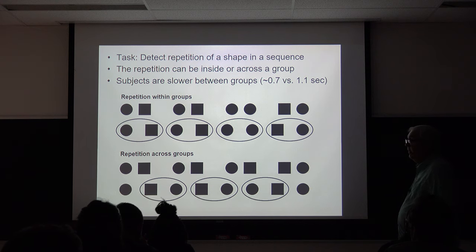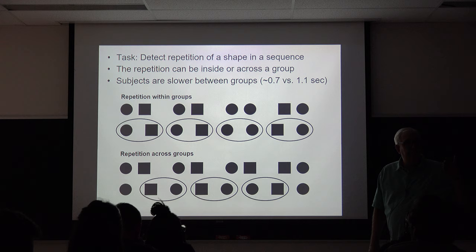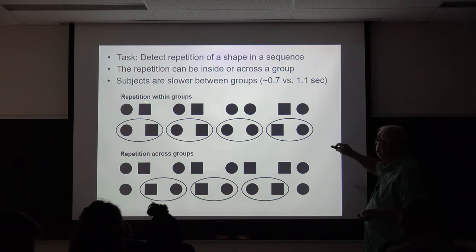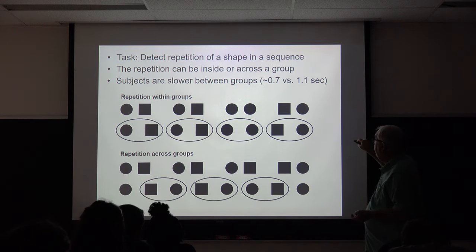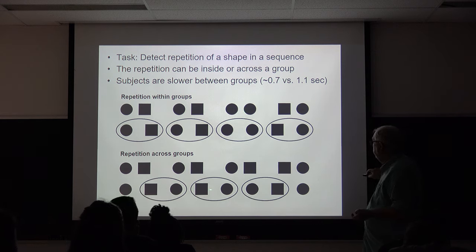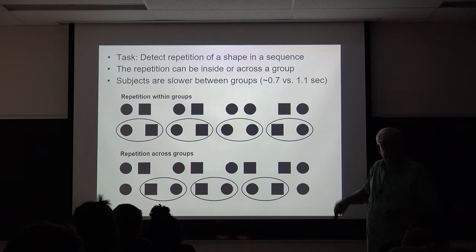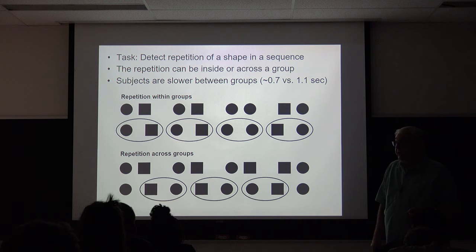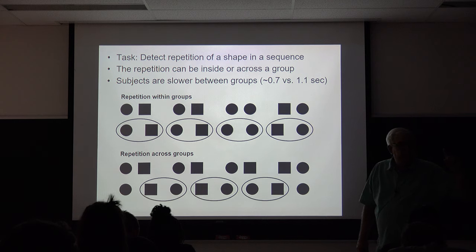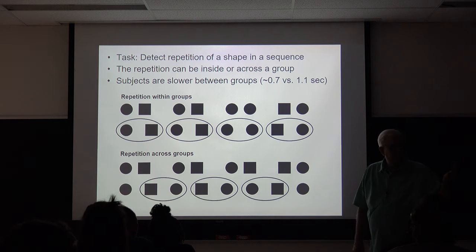Anyway, so the task is you have to detect repetition of a target. And it turns out that if the repetition is within a group, like right here, they're being grouped by proximity, you're able to detect this repetition significantly faster than you can detect the one down here where the two items are in different groups. All right, so here you can get really objective criteria using this reaction time technique to evaluate the effect of any given source of grouping.